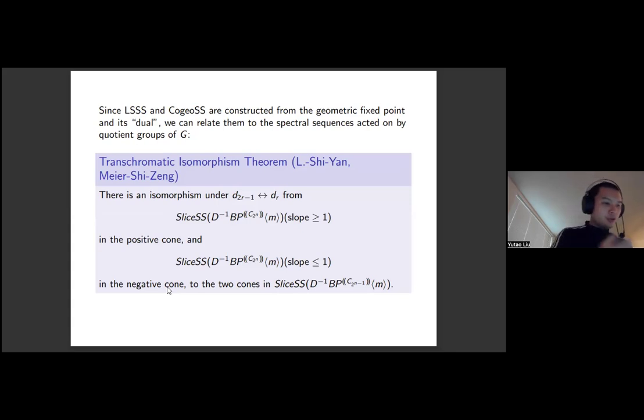Well, if you rescale the length of the differentials by changing d_r to d_{r-1}, then different regions, so you have two regions, in the slice spectral sequence can be related to the slice spectral sequence of a spectra with a smaller acting group, C_2^{n-1}. Here is a graph which explains how this theorem works.